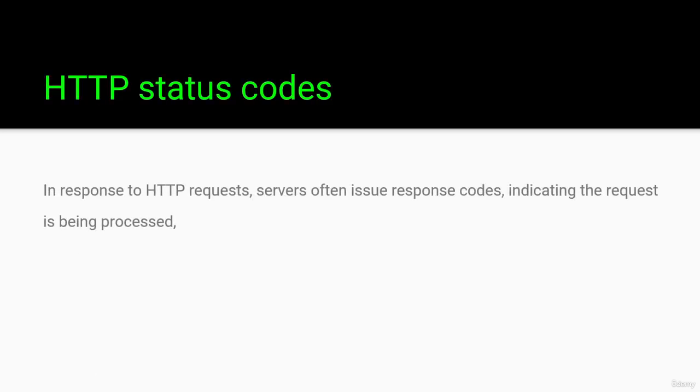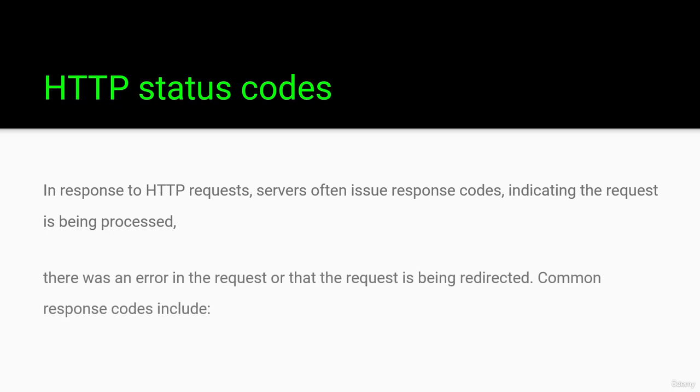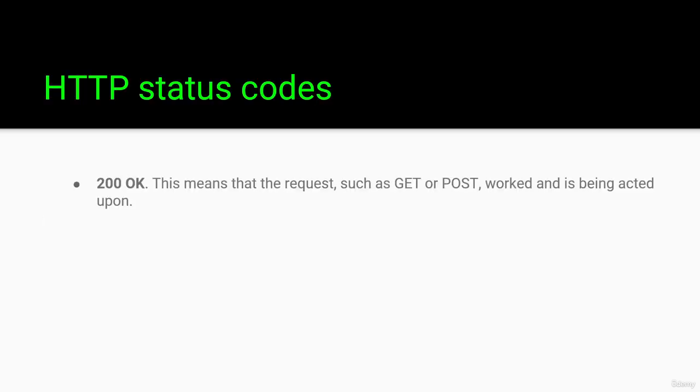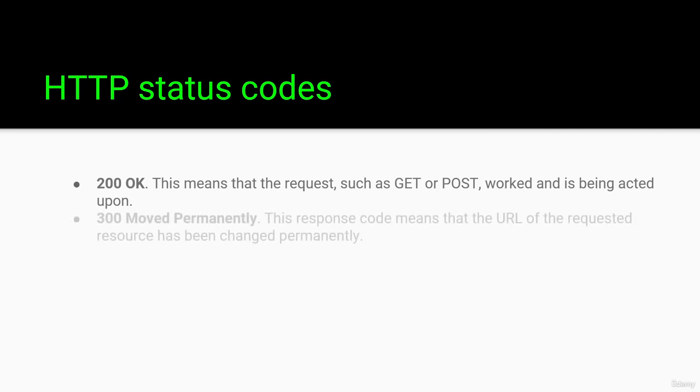Now we have the HTTP status codes. In response to HTTP requests, servers often issue response codes indicating the request is being processed, there was an error in the request, or that the request is being redirected. Common response codes include the following. We have 200 OK, which means that the request, such as GET or POST, worked and is being acted upon. We have 301, moved permanently.